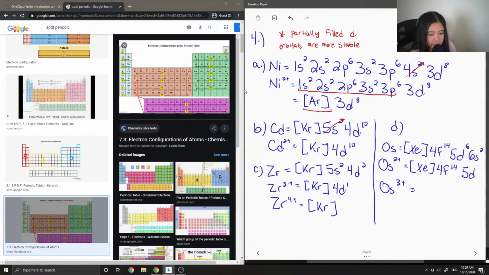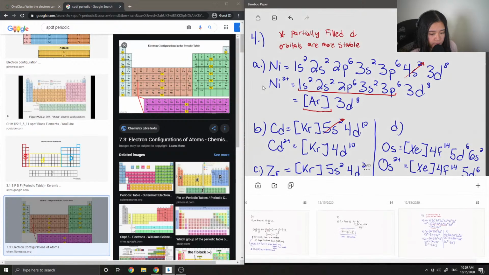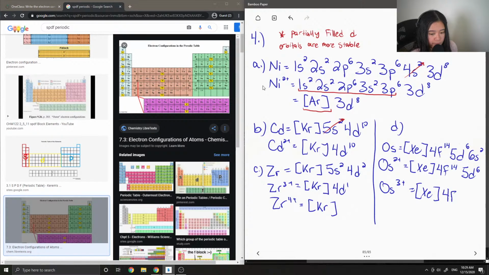So our new electron configuration is xenon 4f14 5d6. And then if we were to take away 1 more electron, it would be xenon 4f14 and then 5d5. Okay, so let's see what the junior tutor said.